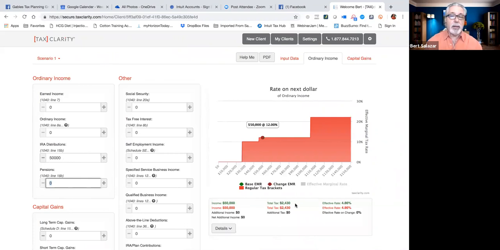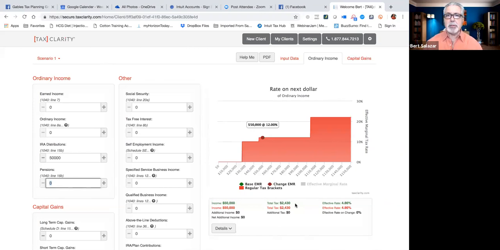So I said, well, that's really good. Congratulations. That's a really good job, because you're actually pulling out over $140,000 of income on an annual basis, of which you're only paying $2,430 in taxes.